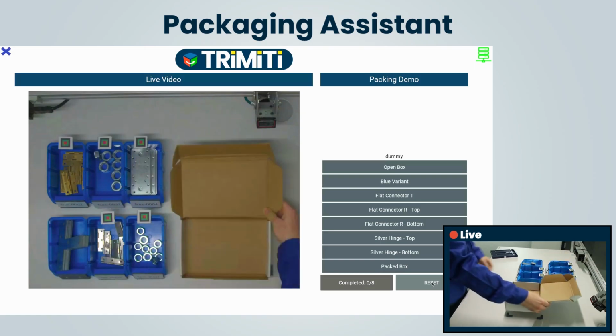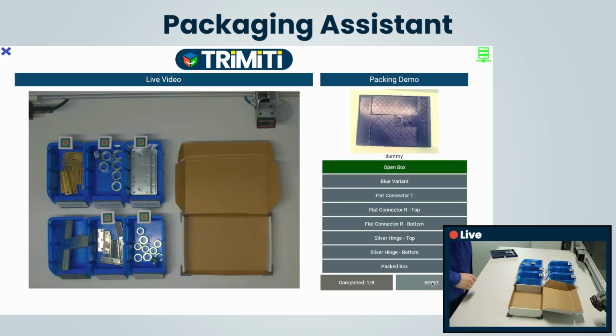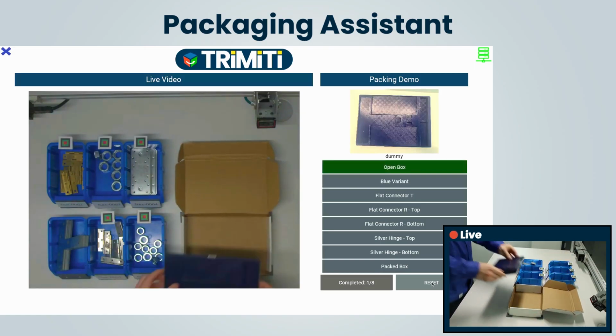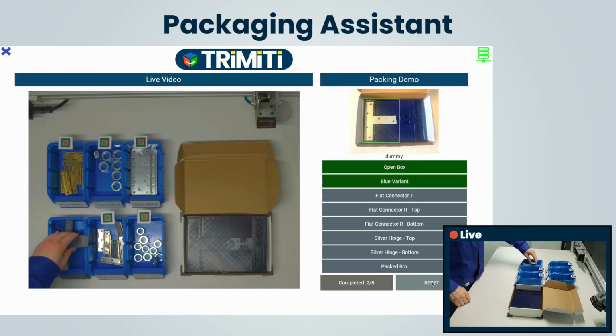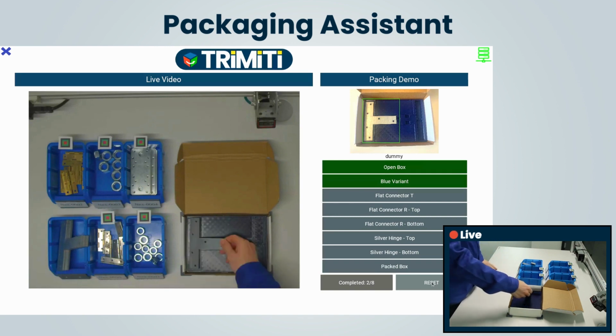Packaging Assistant in Trimity by Nexustec ensures the correct packaging of products. Trimity checks for the right contents in the right location in packages, and correct product labeling, thus resulting in zero errors in packaging and logistics.